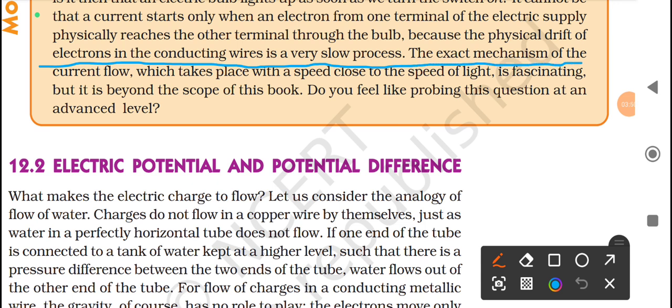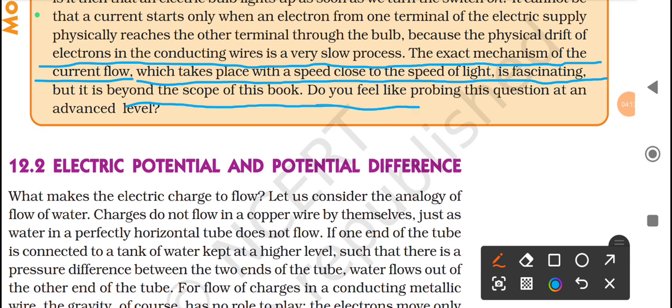The exact mechanism of the current flow, which takes place with a speed close to the speed of light, is fascinating, but it is beyond the scope of this book. Do you feel like probing this question at an advanced level?